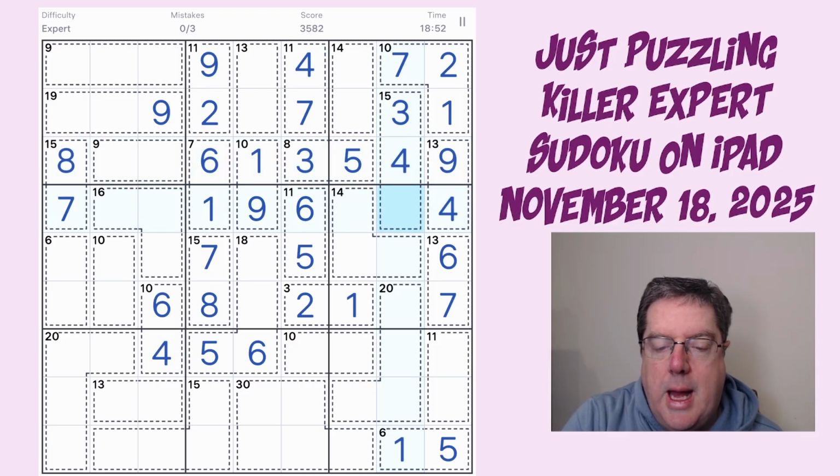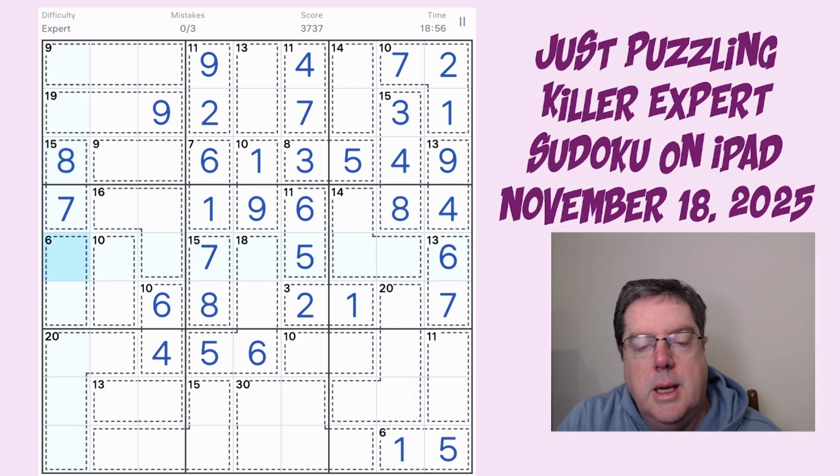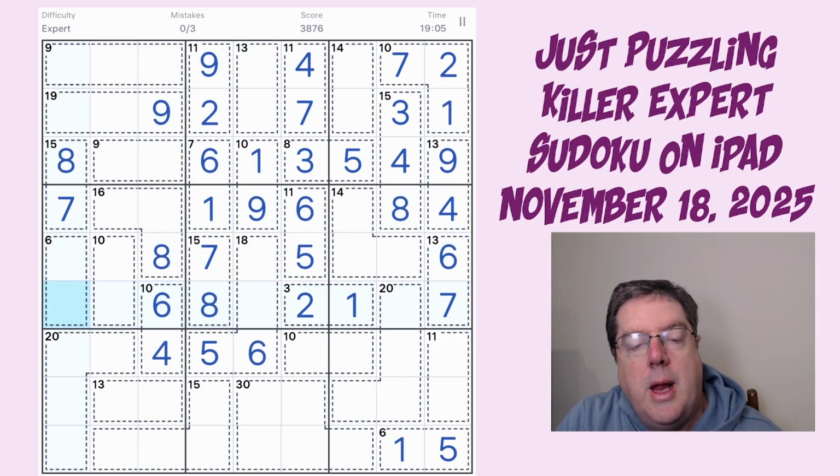7, so that must be an 8. All right, so 8 can't be here. 8 can't be here because of the 2, so that must be an 8 there. Right, remember Sudoku rules, 8 can't be in those two rows. So this is going to add up to 7.